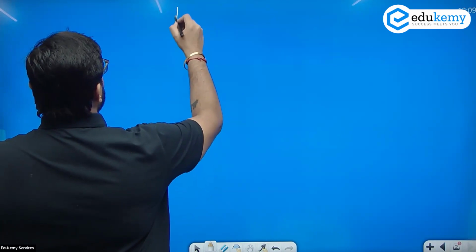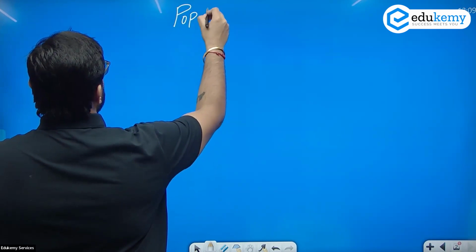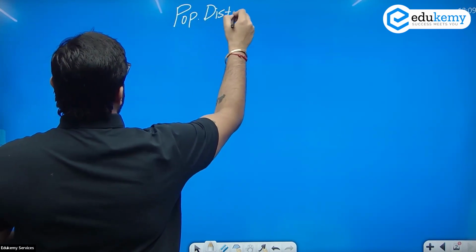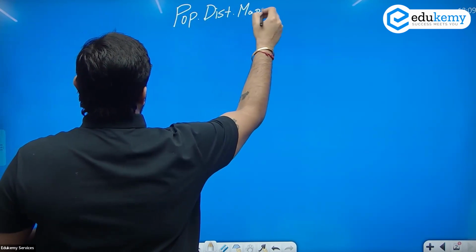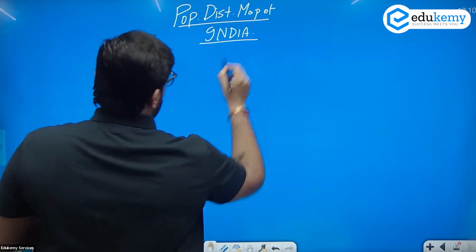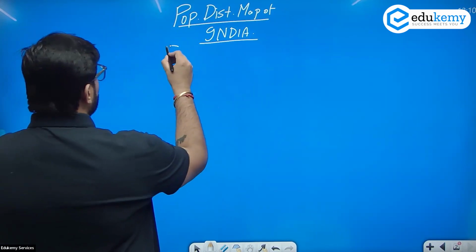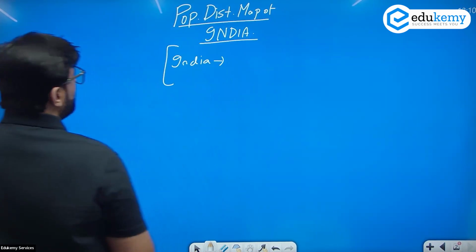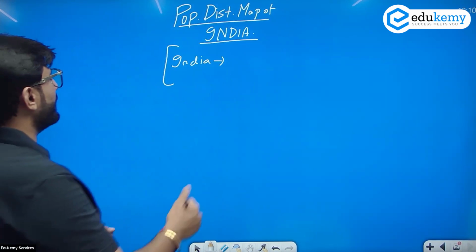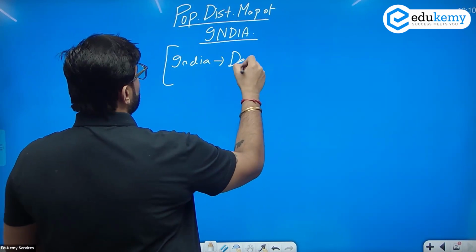The population distribution map of India.